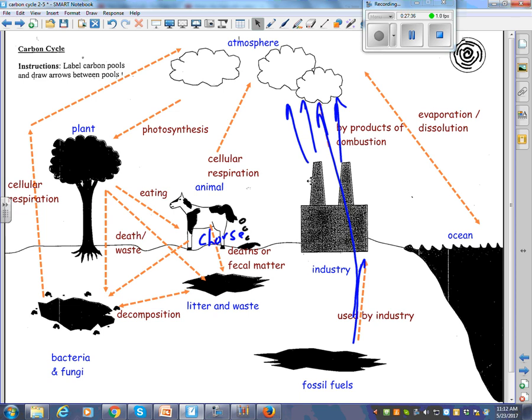So I pick a card, and it says: you are in the ocean, you are in the form of bicarbonate, you are released into the atmosphere. That's CO2. Go to the atmosphere pool. So I put that back down, and guess where I go? I go to the atmosphere table, and I join that line.